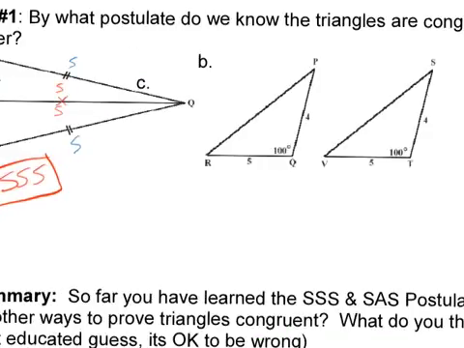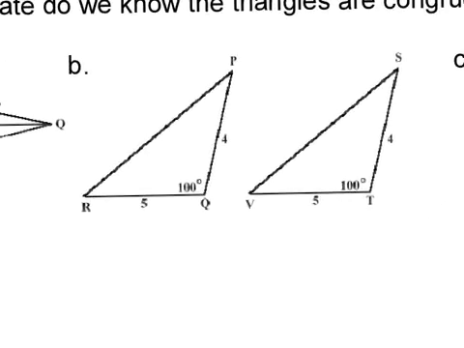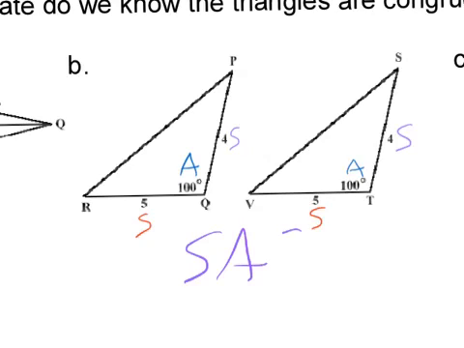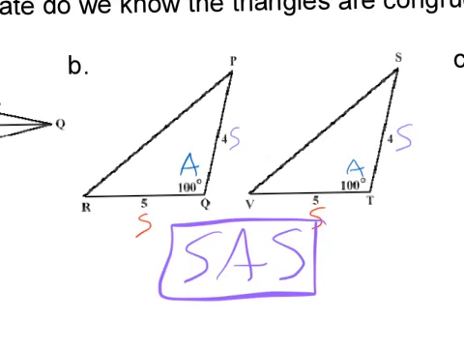Okay, let's take a look at this one. Which one would this be? Look and see what I have, think about it. Well, looks like I have a side and a side, so I'm going to write side, side. It looks like I have two angles that are the same because they're both 100 degrees. And then it looks like I have two sides again that are the same because they're both 4. Side, angle, side, side, angle, side. This must be SAS. There we go.